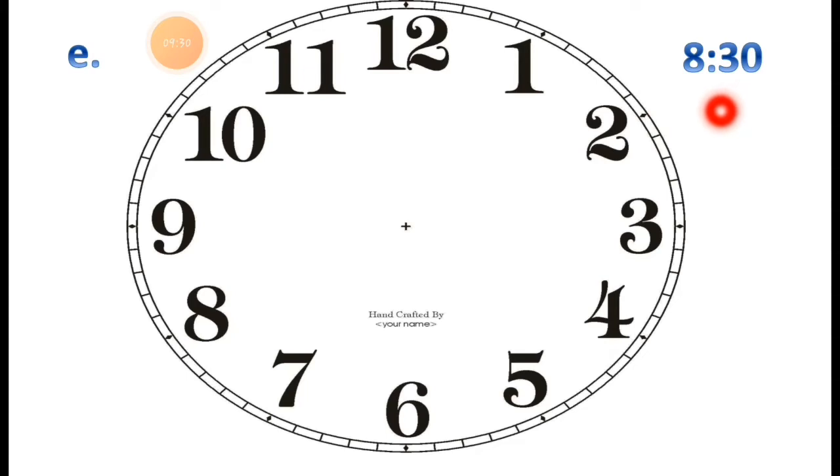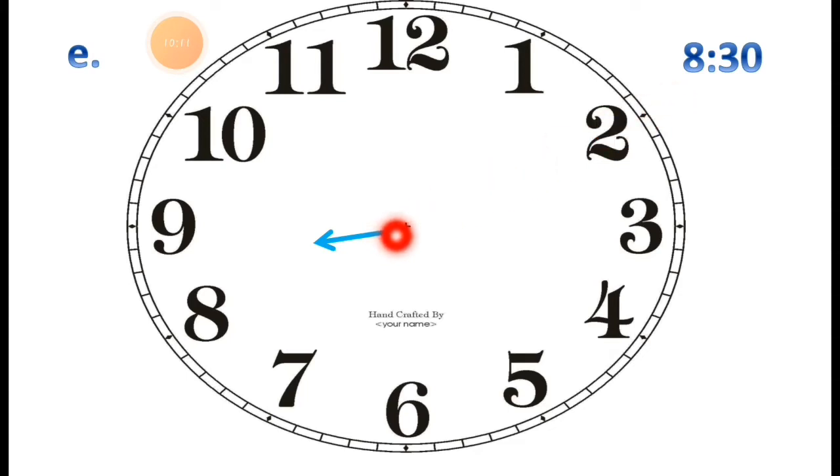After 8 it will be 9, so I have to draw the short hand between 8 and 9. You can see it is exactly pointing between 8 and 9, because after 8 it will be 9 o'clock. That's why I drew this hand between 8 and 9. Now the short hand is drawn.